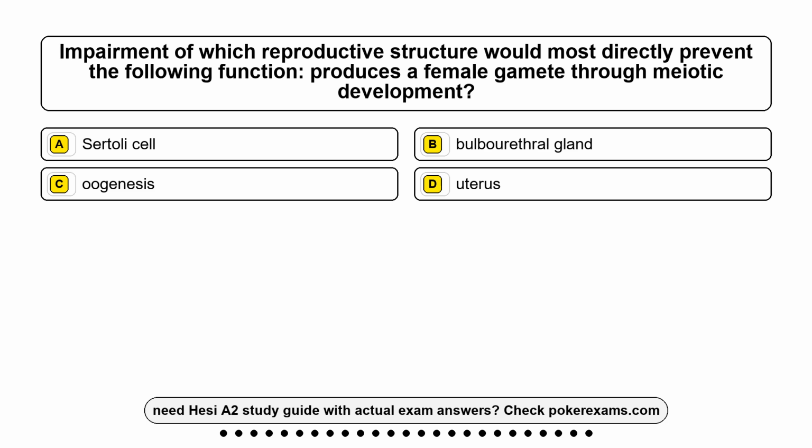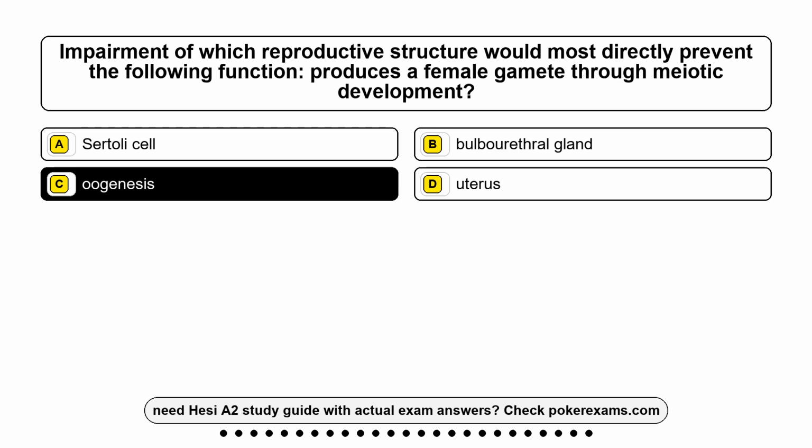Question 19. Impairment of which reproductive structure would most directly prevent the following function? Produces a female gamete through meiotic development? Option A, Sertoli cell. Option B, bulbourethral gland. Option C, oogenesis. Option D, uterus. The correct answer is option C, oogenesis.